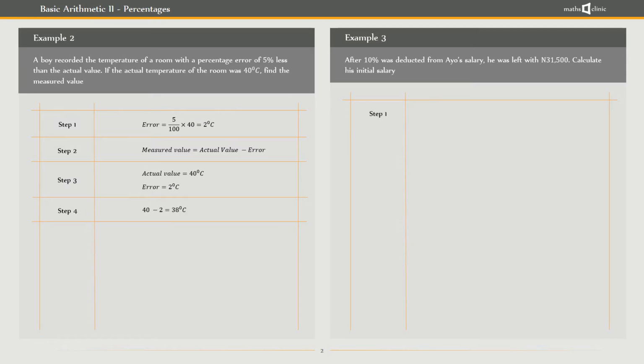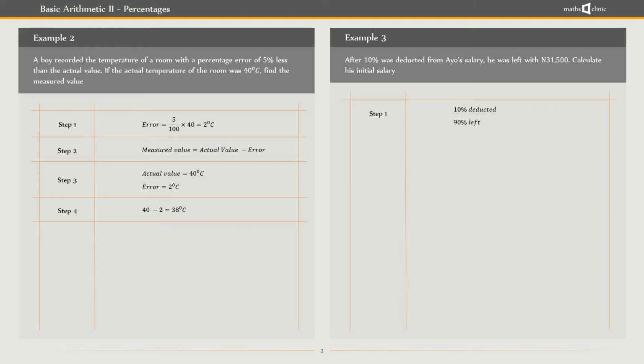Like I said, a percentage represents a part of a whole expressed as a fraction of 100. Okay, so if you have Ayo's full salary at the start, we represent this with 100. And we've been told that 10 was removed from this 100. How much does Ayo have left? Ayo has 90% left. Okay, so 100 represents the whole.